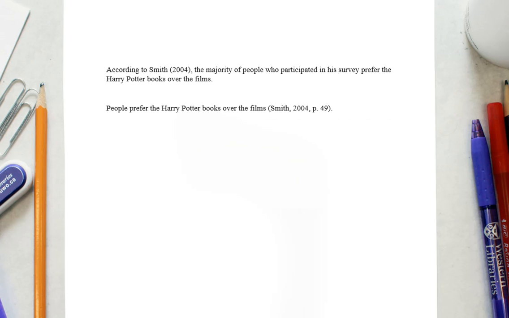When you are summarizing or paraphrasing an idea, you must make a reference to the author and year of publication in your in-text citation. It is not required to add the page number, but it is encouraged by the APA.